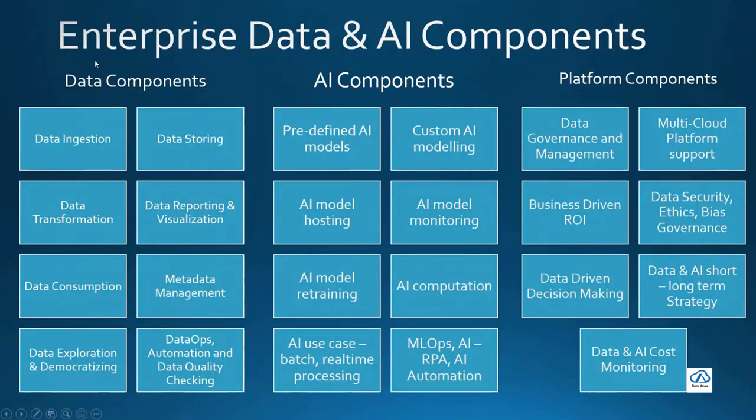On the data components, we need to have the architecture that we design. We need to have a proper data ingestion process, a proper data storing process, and data transformation, because we need to transform the raw data into a gold standard, or something in between, like a bronze standard. We need to do data reporting and visualization. We need something for data consumption, where after processing all the data, we expose the data for other systems to consume.